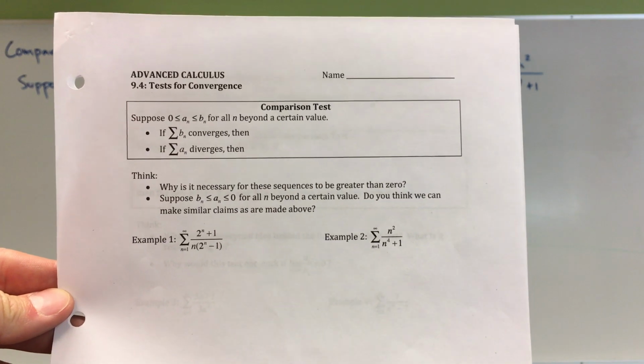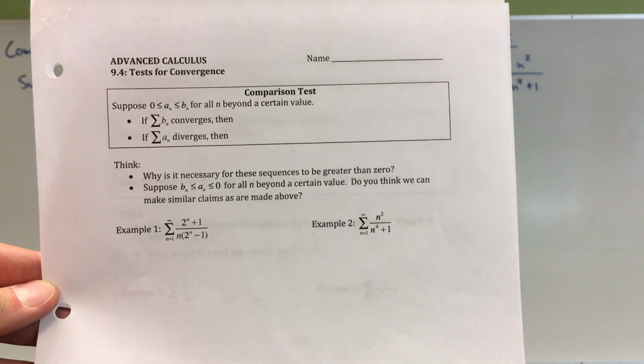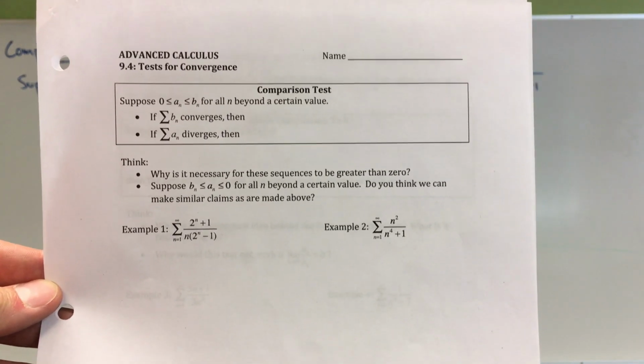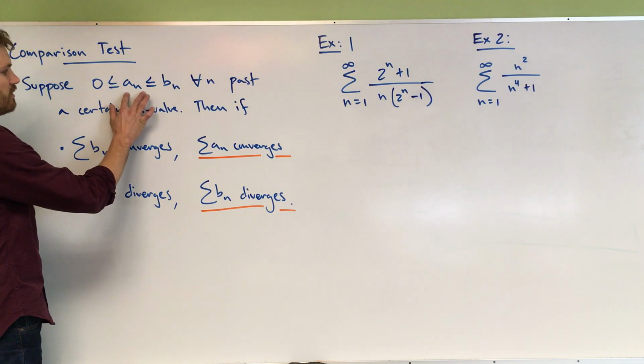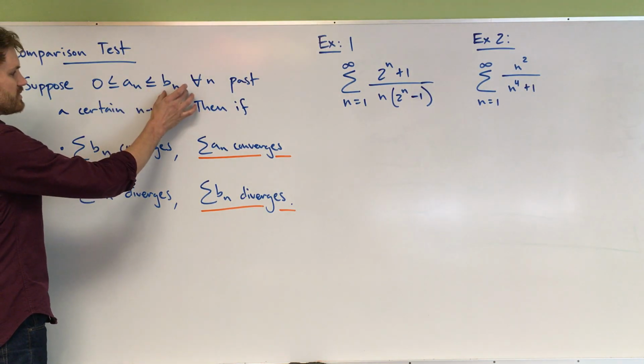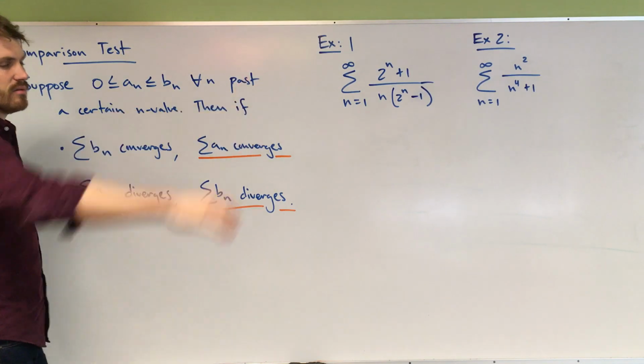So you can see it says comparison test with a couple of examples here, and there's some thinking questions for you to think about, which I won't talk about, but I'll allow you to think about those. So basically, it's this idea that suppose that we have a sequence that is less than another sequence for all values past a certain point.